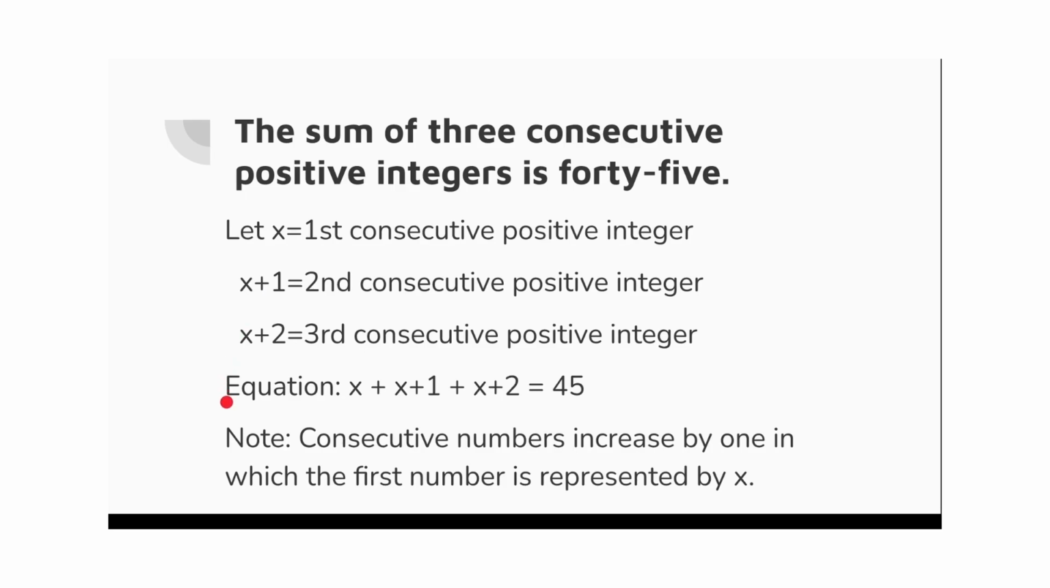So our equation would be, let's go back first to the problem, the sum of the 3 consecutive positive integers. So we're going to add them. So you have the first one added to the second one, added to the third one, is 45. Now take note that consecutive numbers increase by 1, in which the first number is represented by the variable x.